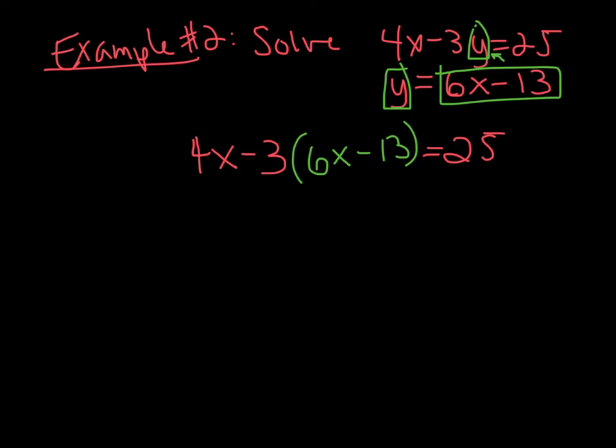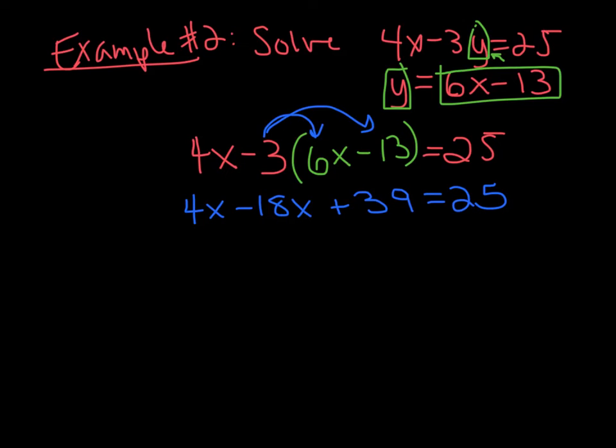So that is definitely the hard part of the problem. Hopefully you got that part. If you didn't, that's okay. The only other place that people tend to make mistakes on is this part with the distributive property. So we're going to distribute the negative 3. That is going to give us 4x minus 18x. Make sure you don't forget to distribute the negative. We get plus 39 equals 25. We continue solving and get negative 14x plus 39 equals 25.